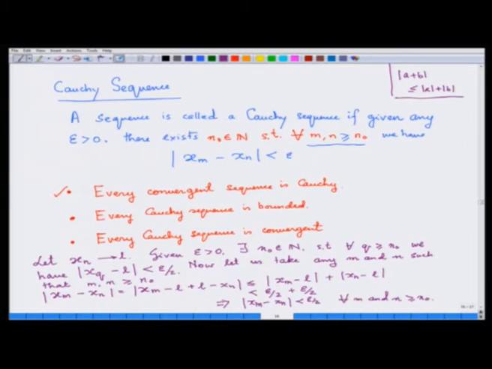Now, I will try to give you a sketch of how you would prove, or at least have an understanding of, this fundamental result that every Cauchy sequence is convergent. This is very, very important to understand. This tells you a very important criterion. That is, if you want to prove a sequence is convergent, what is your job? Just prove the sequence is Cauchy.